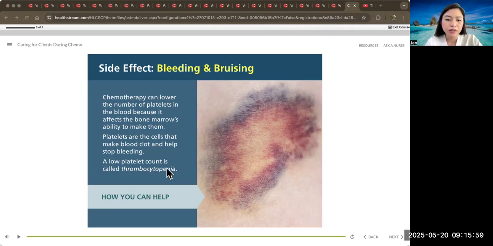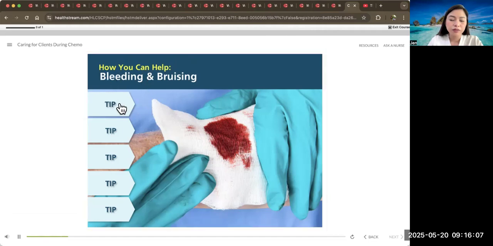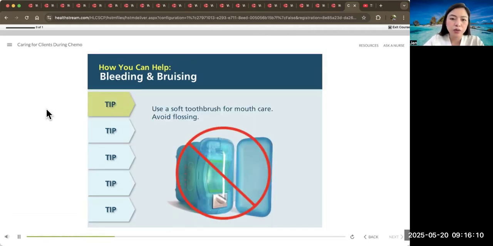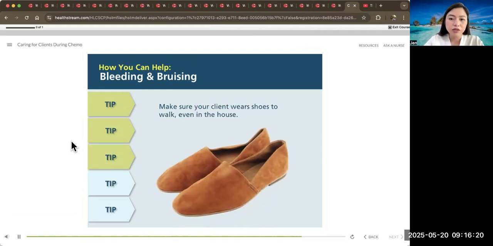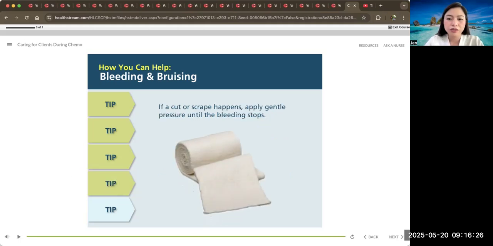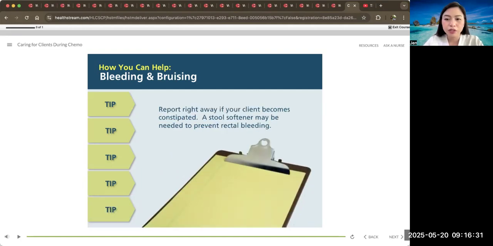A low platelet count is called thrombocytopenia. So how can you help with bleeding and bruising? Tip one, use a soft toothbrush for mouth care. Avoid flossing. Men should use an electric razor to shave. Make sure the client wears shoes to walk, even in the house. If a cut or scrape happens, apply gentle pressure until bleeding stops. Report right away if your client becomes constipated. A stool softener may be needed to prevent rectal bleeding.